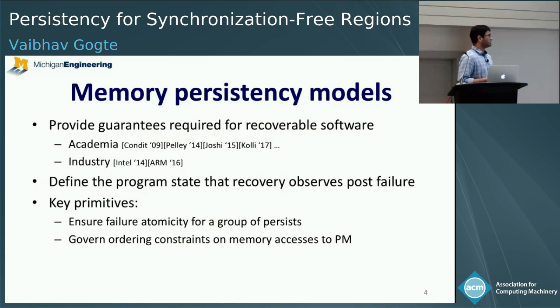Several memory persistency models have been proposed in the past to provide guarantees required for writing recoverable software. These persistency models specifically define the program state that recovery would observe in case of failure. And these models provide two key primitives. First, they ensure failure atomicity for a group of updates, or what we call persists, to the memory. And second, they govern ordering constraints on operations to the memory.